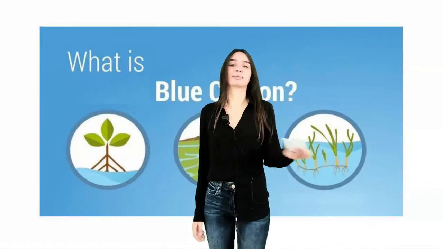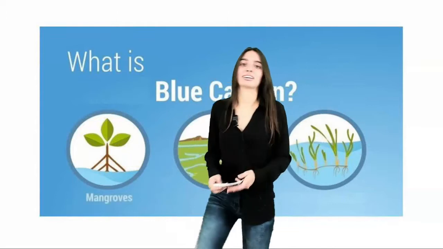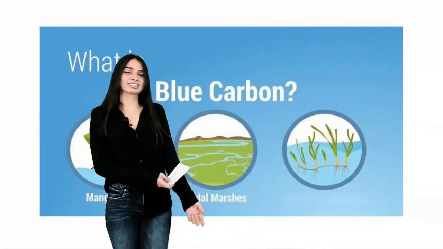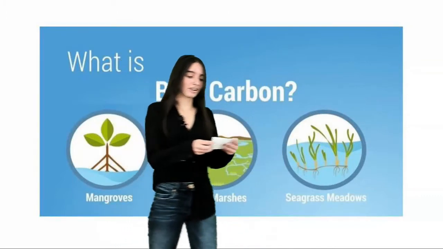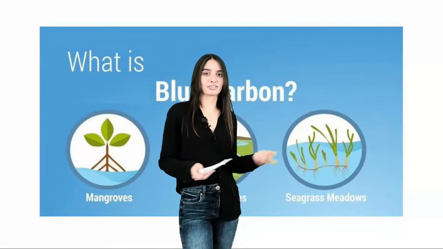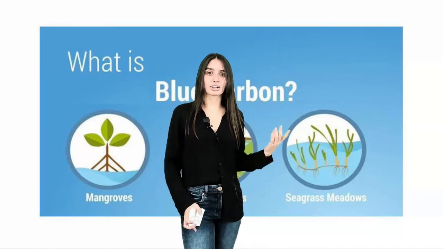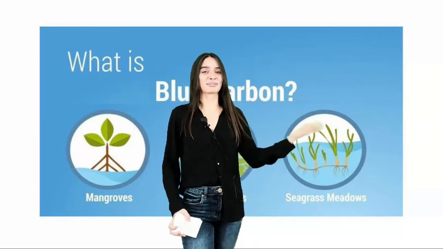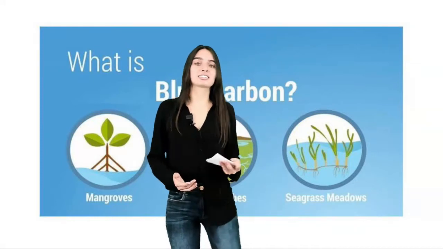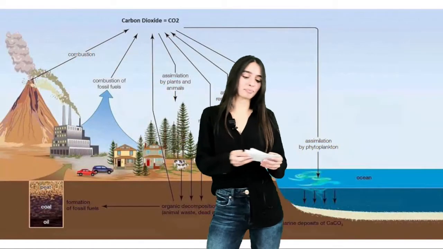Okay, so blue carbon refers to marine ecosystems such as mangroves, tidal marshes, and seagrass meadows, as well as others such as kelp forests, coral reefs, and shellfish colonies. All of these marine and coastal ecosystems act as carbon storage units, and they gain this function due to the carbon cycle process. So let's get into it.